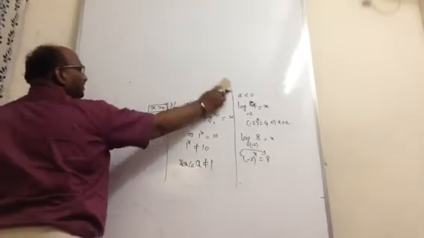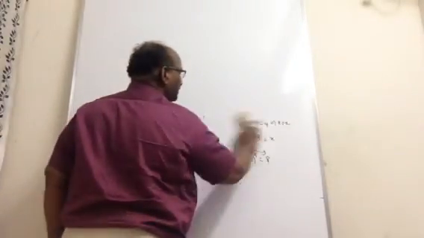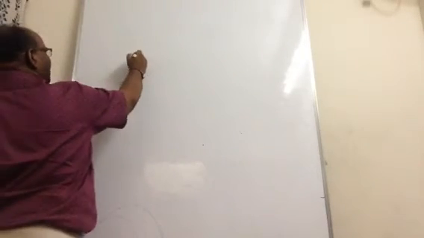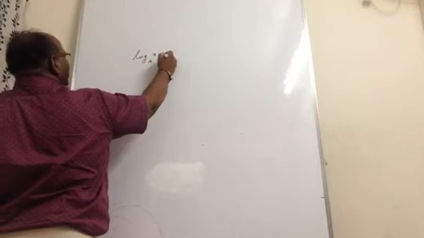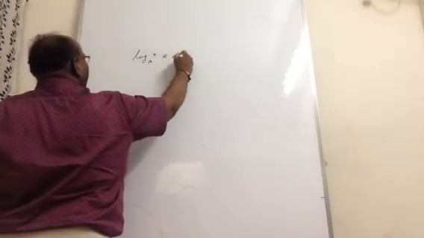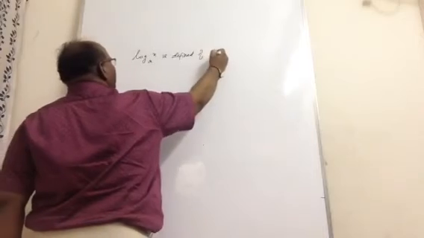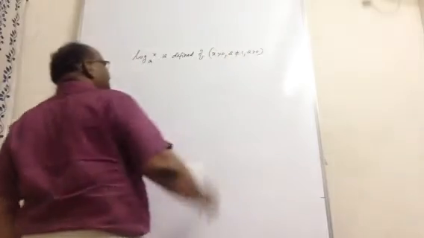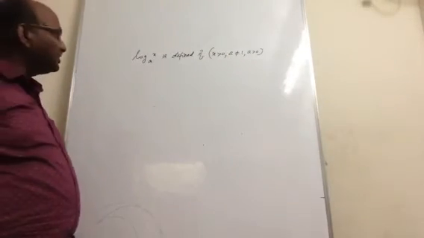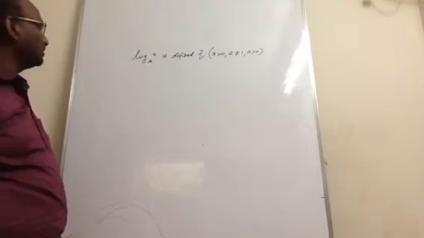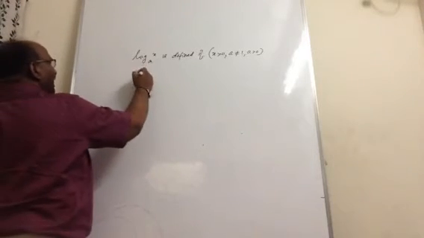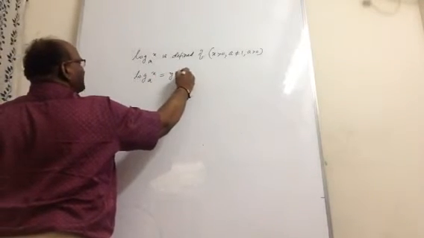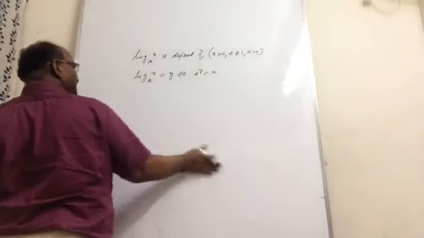Now I hope the definition is clear to you. I'll write the definition once again. Log x to the base a is defined if x is positive, a is positive and a is not equal to 1. These are very, very important conditions which are required while finding the domain of a function or solving inequalities. And it is defined as: log x to the base a is y if and only if a power y is x.